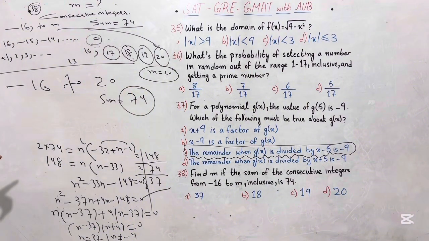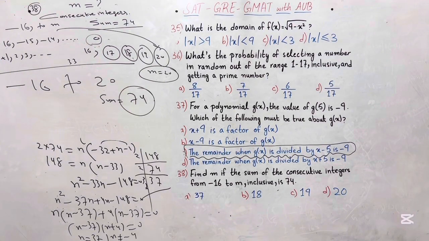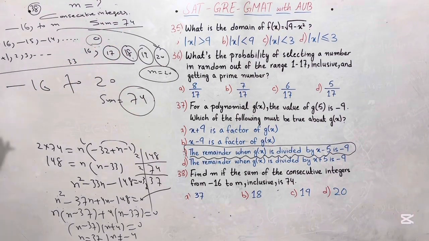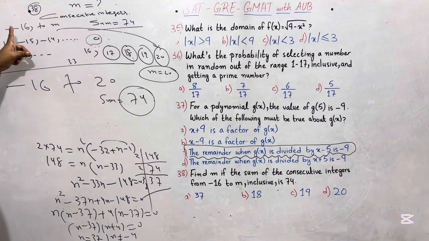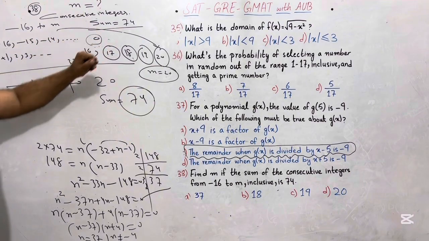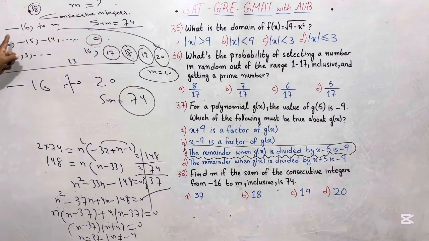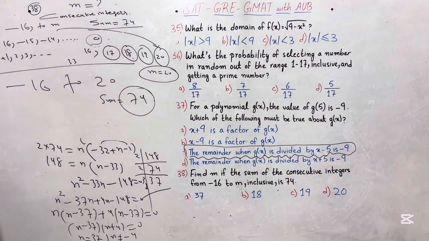Don't confuse yourself. There are 37 terms in this sequence to get the sum 74. But here we are asked to what extent we have to run from minus 16 to m to get the sum 74. There are 37 terms. However, we have run this sequence up to 20. So the value of m is 20 in that case.